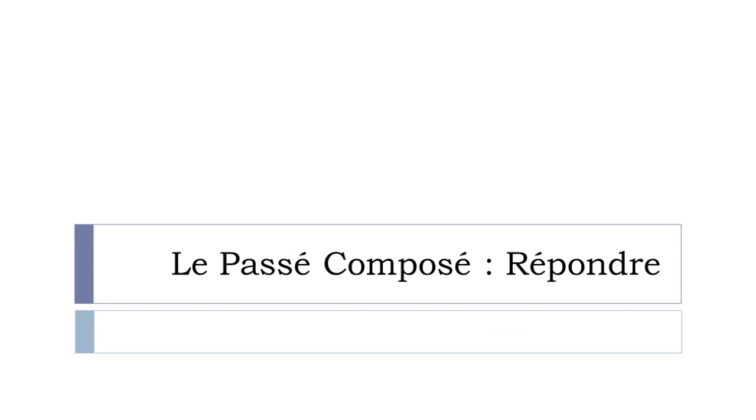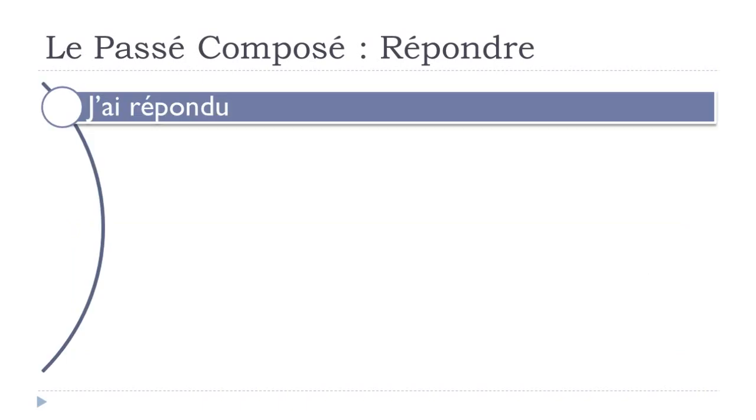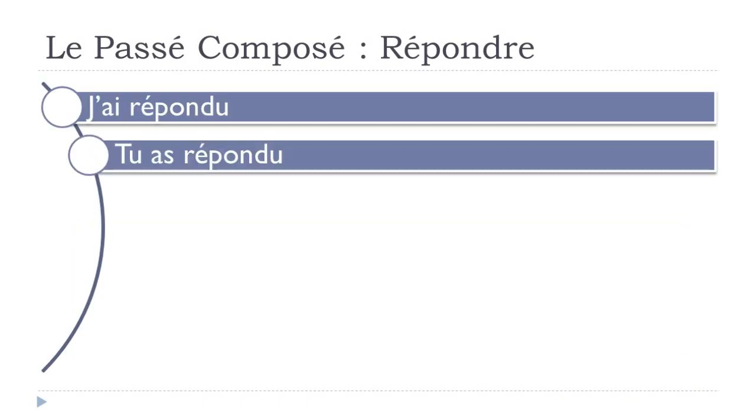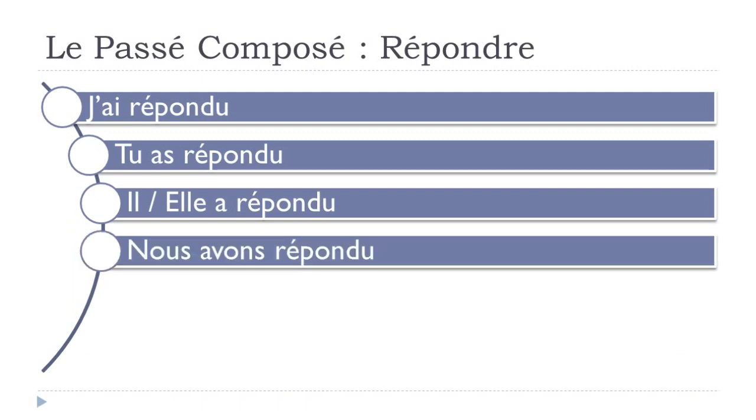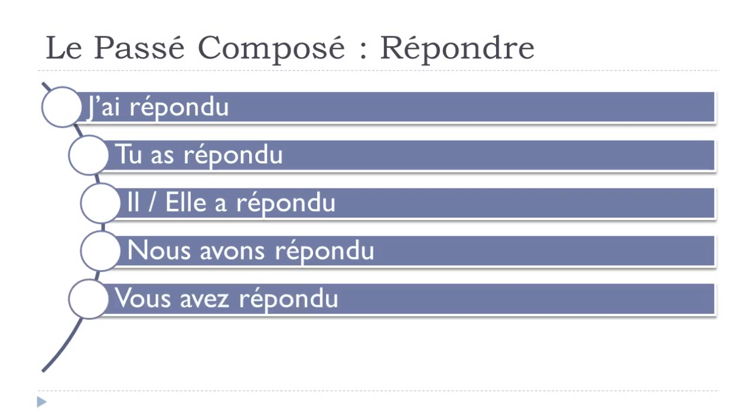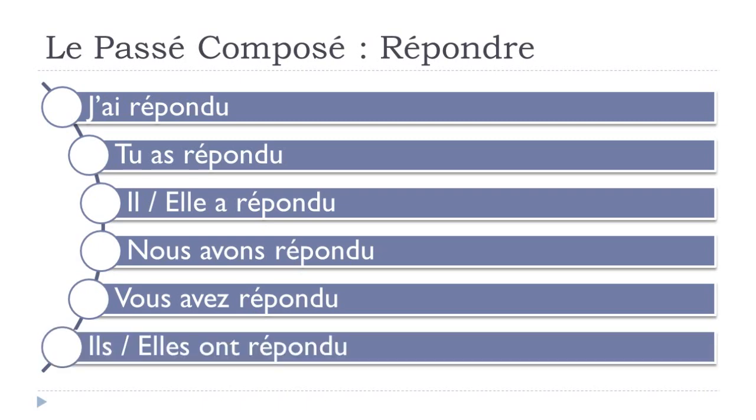Le passé composé of répondre. Répondre is to answer, and it's quite useful. So let's see how it goes for the passé composé form. J'ai répondu. Tu as répondu. Il a répondu. Elle a répondu. Nous avons répondu. Vous avez répondu, ils ont répondu, elles ont répondu.